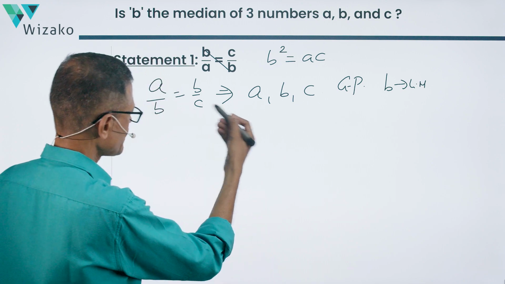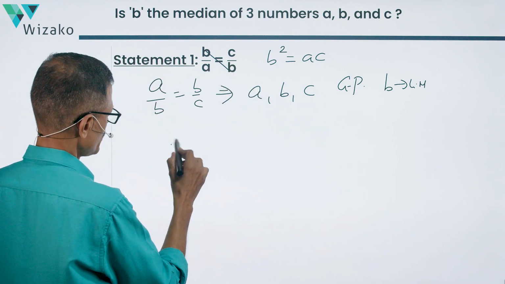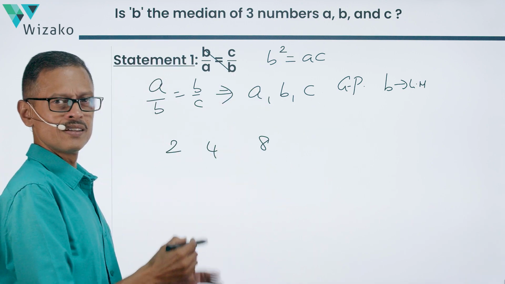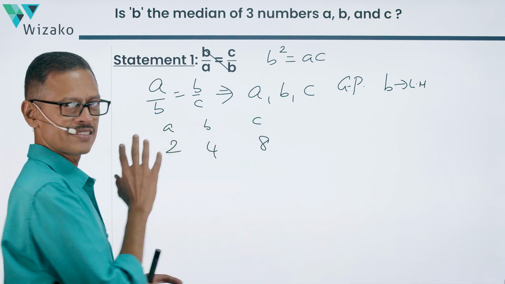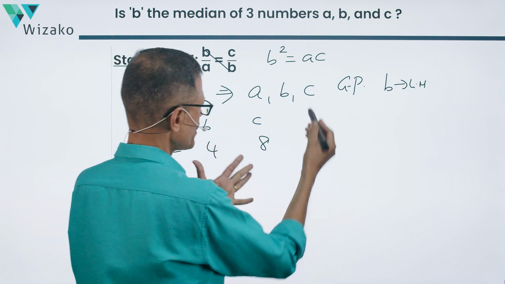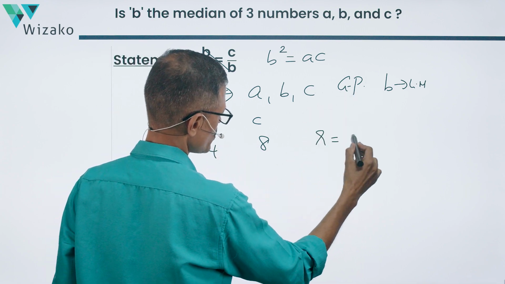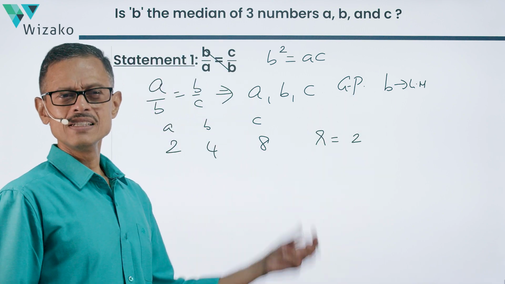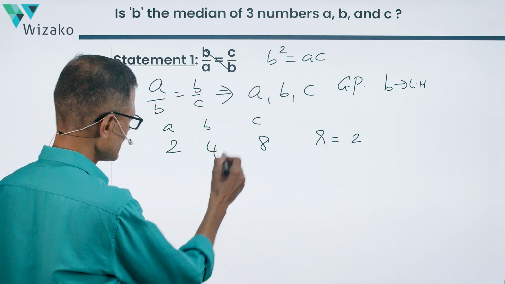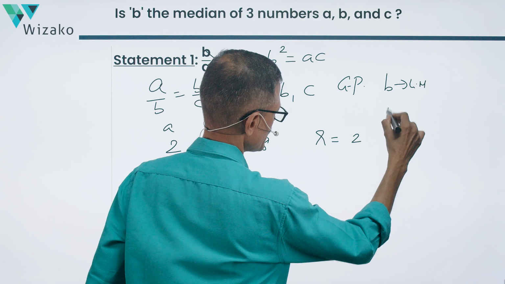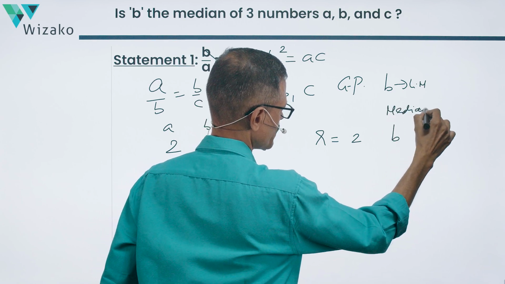Right? We'll write one geometric progression and see how it works out. 2, 4, 8. This is A, this is B, this is C. Are these numbers already in ascending order? Yes. What is the common ratio? Because it's a geometric progression, let's also quickly look at the common ratio. It's a positive integer, taken 2 as the common ratio for this. The median is B. Let's just note it down.